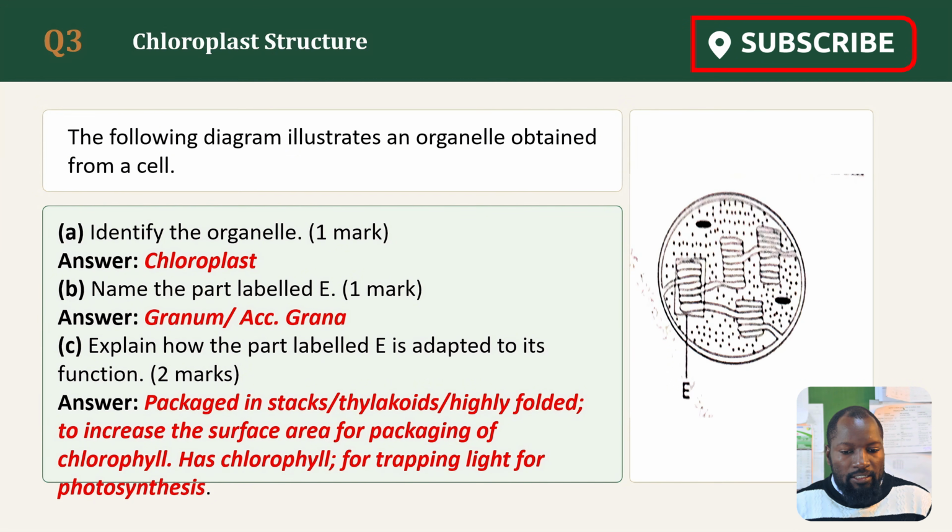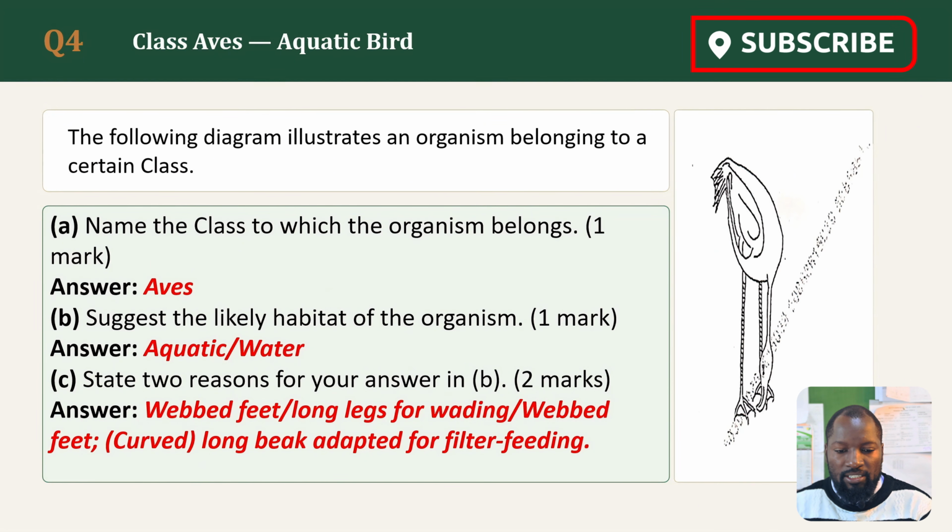Okay. Then question number 4, the following diagram illustrates an organism belonging to a certain class. So this one is a diagram. You look at that. That's an animal. Look at it very carefully. It's an animal and it's trying to feed maybe. They're asking us question A, name the class to which the organism belongs. So the organism belongs to class Aves, and these are Aves.